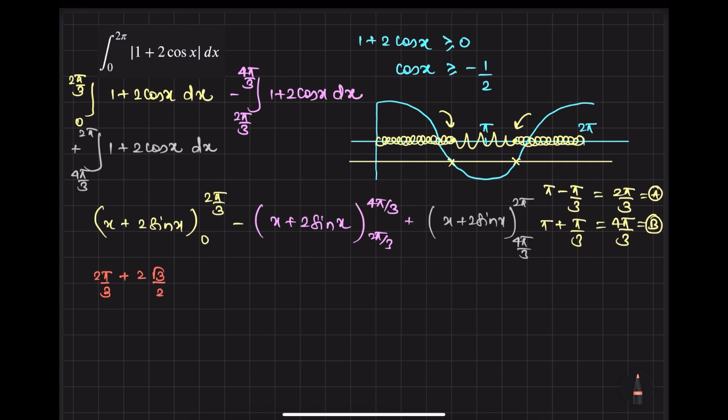Okay, minus the lower limit. So if you substitute 0, x is 0, and sine 0 is 0. So no need to substitute. So we got the first part as this. Minus, now the next part.